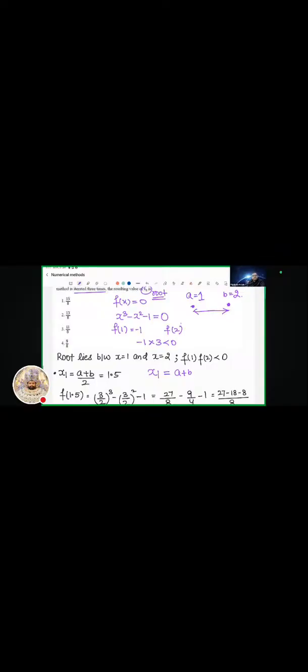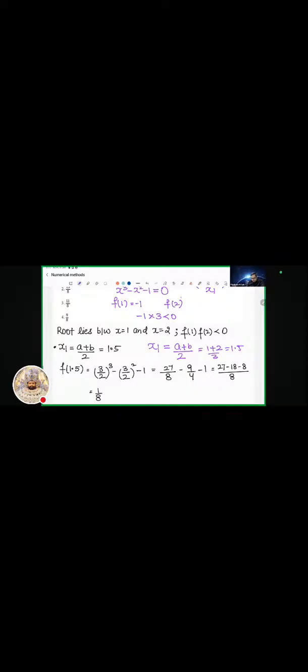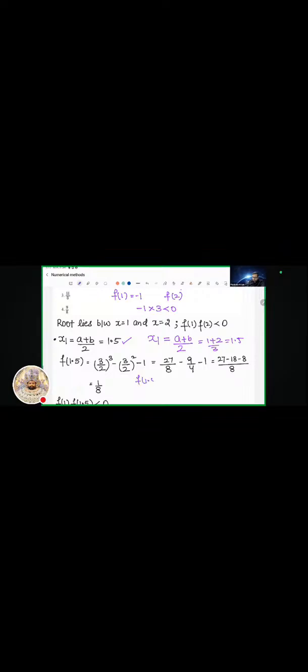So the first step what we will do is, what is the first step we will do? First guess. So first guess will be a plus b by 2. A plus b by 2 we will do. If you do a plus b by 2, 1 plus 2 by 2 is 1.5. Okay? So this is my x1. Okay. Once you have guessed, so this is my guess. So my guess is that this is my new root. Okay, now let's find the value of f of 1.5. So I will put 1.5 here.